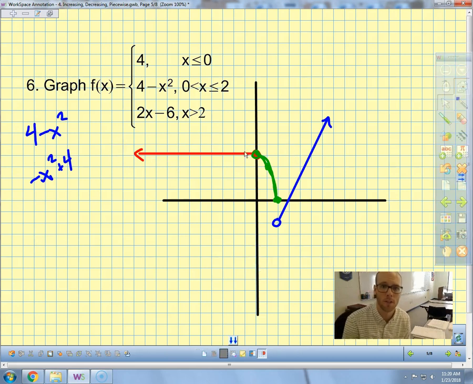It follows a constant function. It's part of a parabola. Okay, and that's a smooth transition. Every point is in there. That dot is closed. And then from there, it's going to jump down here and come up on that positive sloping line.